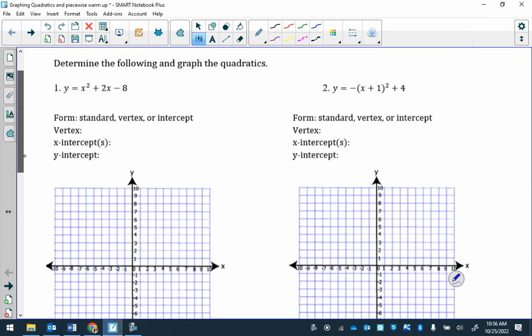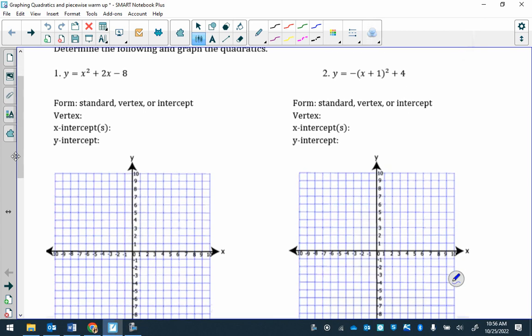I gave you two graphing ones, one in standard form, and one in what form? Yeah, vertex. So we have standard form, and then we have vertex form. So what was the vertex in number 1?